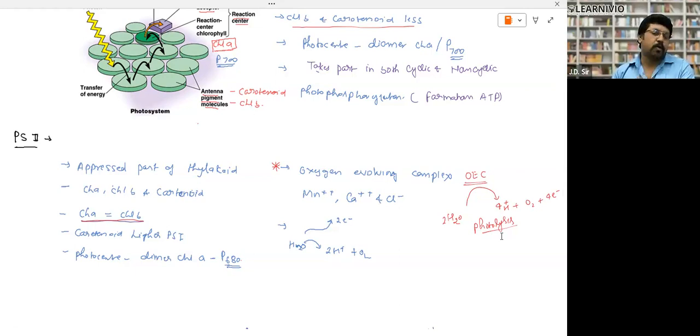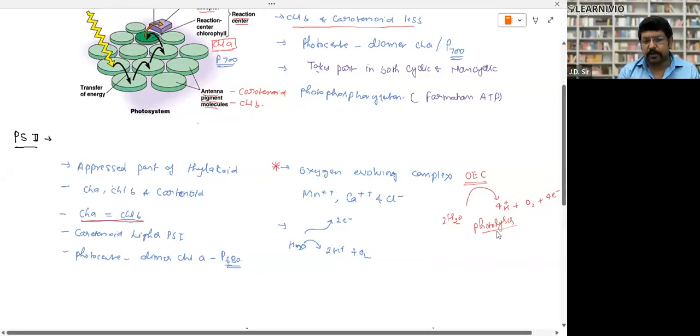Please note it down, right? Note down all the points, and note down this reaction. This is the actual reaction of photolysis of water.